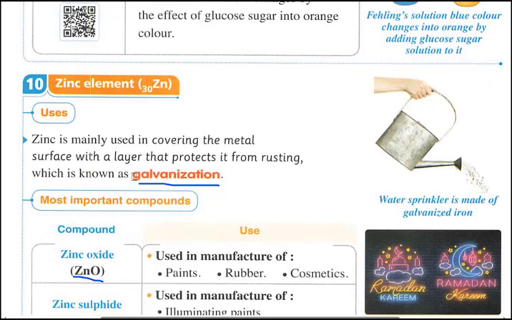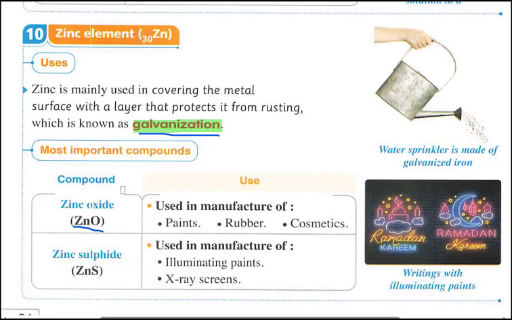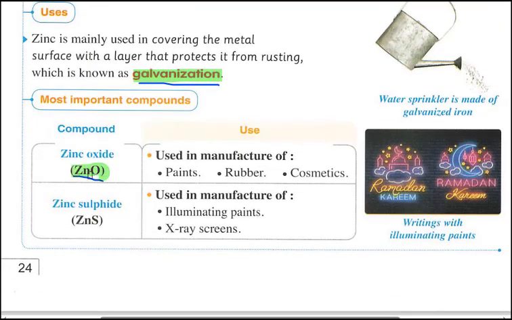Zinc is mainly used in a process called galvanization, which is covering any metal with zinc to protect it against corrosion and rusting. So when we coat some iron surface with a layer of zinc, it is called galvanized iron. Two important compounds from zinc: zinc oxide is used in paints, cosmetics and rubber. Zinc sulfide is used in illuminating paints and X-ray screens. Illuminating paints like this, they shine in the dark.